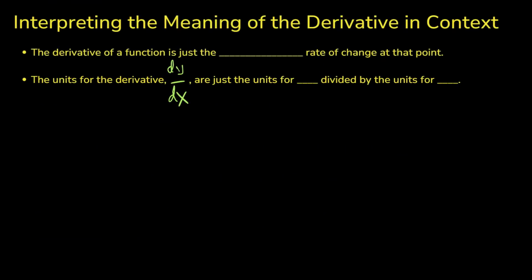Now, we have to remember that the derivative of a function is just the instantaneous rate of change at that point. Another important tip is the units for the derivative, if you think of it as dy dx, are just the units for y divided by the units for x. And this applies to the second derivative as well. It would be the units for the first derivative divided by the units for x. This is where we get feet per second squared for acceleration, because acceleration is the rate of change of velocity. Velocity is feet per second, then acceleration is going to be feet per second per second, or feet per second squared.